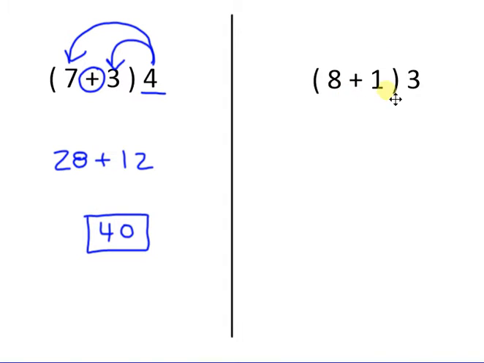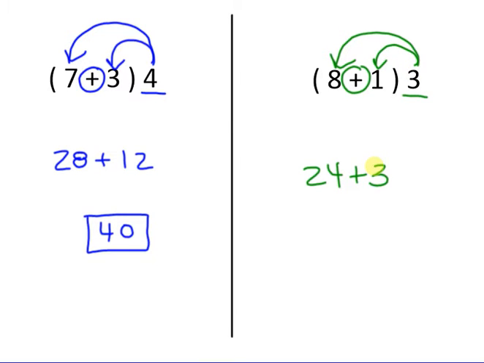Over here we have 8 plus 1 in parentheses, and then we have a 3 outside. Again, it's on the right-hand side, but that's okay. We're still going to distribute to the first number first. So 3 times 8 is 24. My operation inside is addition, so I'm going to bring down my addition sign. And then 3 times 1 is 3. 24 plus 3 is 27.